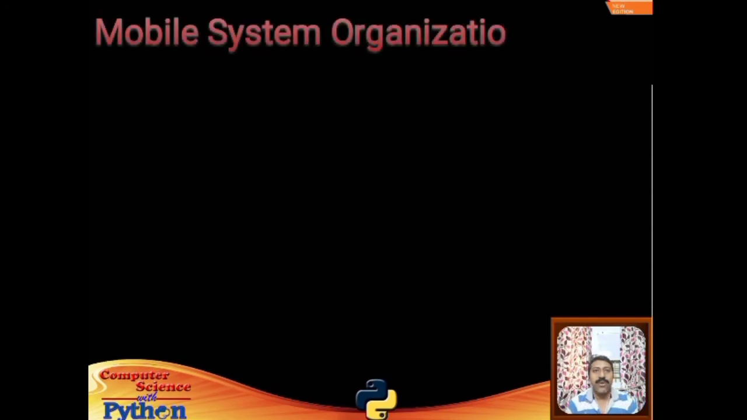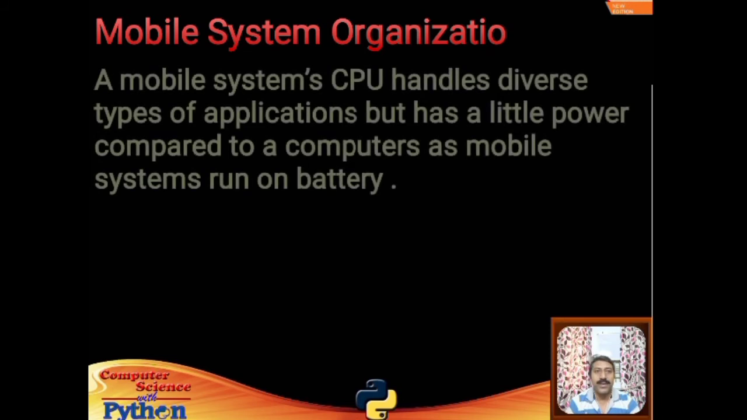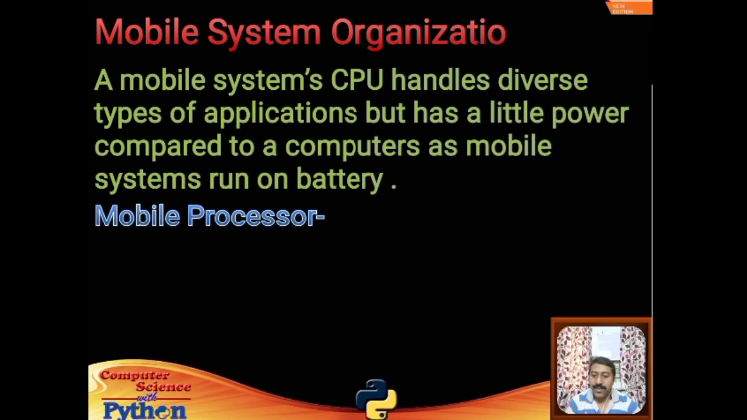So next we'll go for mobile system organization. The mobile system CPU handles diverse types of applications but has little power compared to computers, as a mobile system runs on a battery. That means it has little power consumption. We'll discuss the different components. The first one is the mobile processor. This is the brain of the smartphone. The CPU receives commands, makes instant calculations, plays audio and video, stores information and sends signals throughout the device.